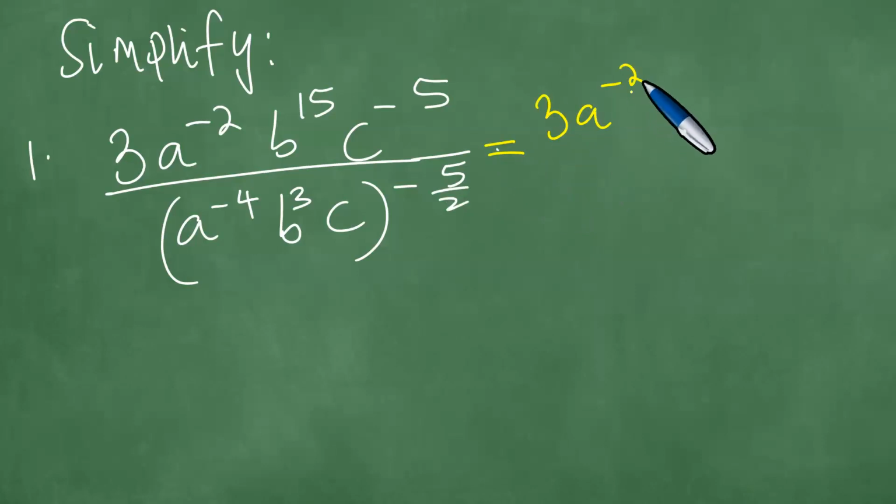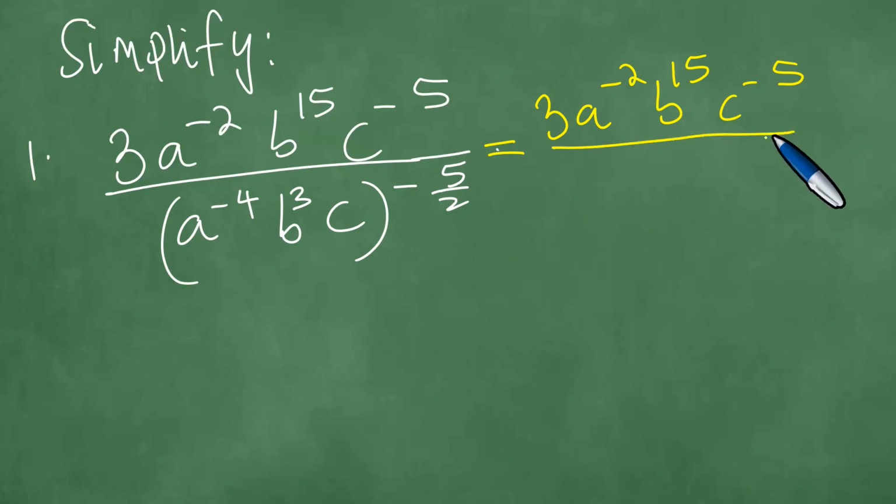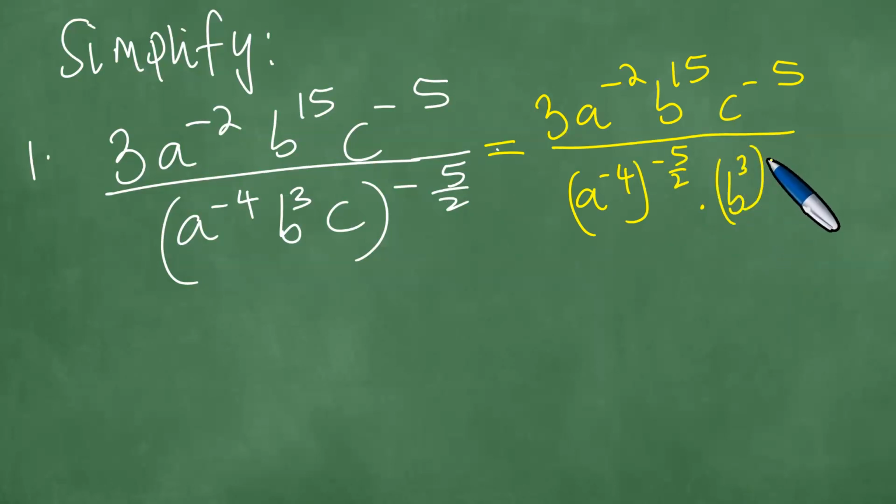So it is this here, b to the power 15, c to the minus 5, all divided by, okay, you have this one here, which is to the power. So it is a to the power minus 4. Separate this one, and it becomes minus 5 over 2. And then it becomes b to the power 3. But the b to the power 3, you raise it to minus 5 over 2. And you also have c to the minus 5 over 2. You write it like so.